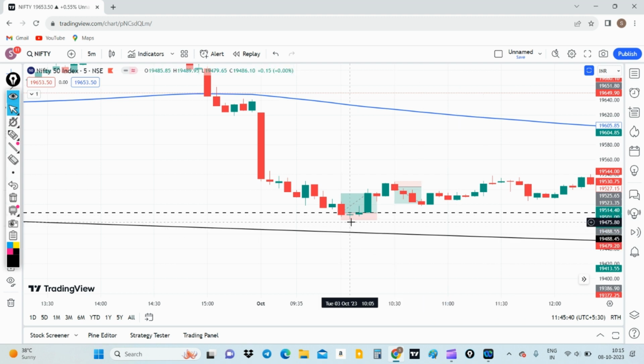The logic behind the trade was that we had decent put writing on 19,500, along with the daily time frame confirmation. So I entered this trade as a quick trade. It was a very quick trade. I think I made around 2k profit from this trade.